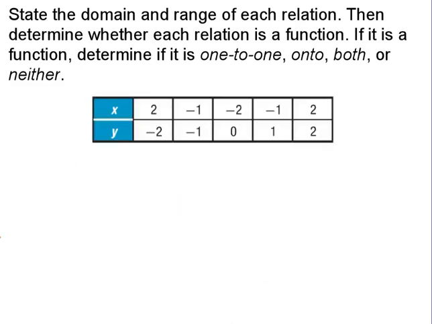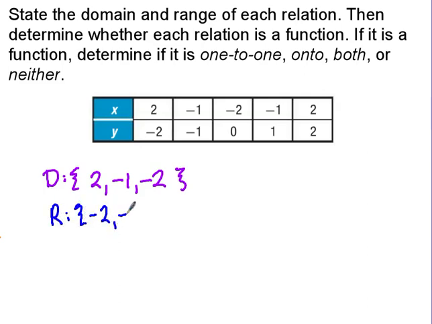State the domain and the range of each relation. Then determine whether each relation is a function. If it's a function, determine if it's one-to-one, onto, both, or neither. So let's start with the domain. What's the domain going to be? I've already got the -1 and the 2, so I don't need to list them twice. Let's look at the range. What do we have for the range? -2, -1.